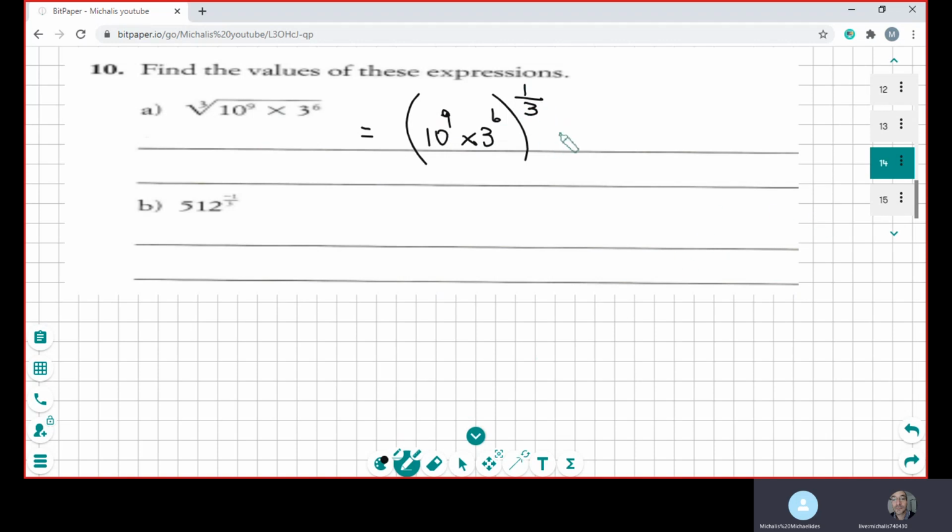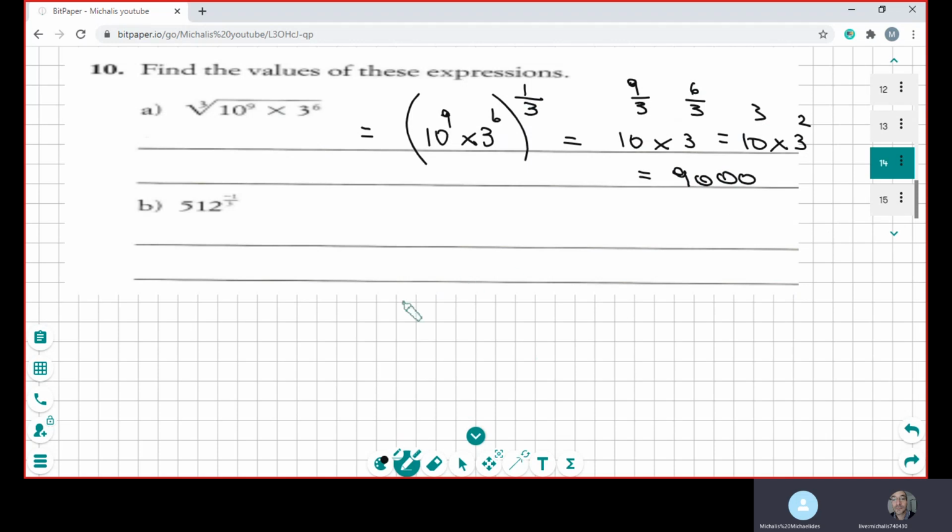And the other law I need to use here is I multiply the indices. So it's 10 to the power of 9 divided by 3. I times everything by 1/3. So it's 9 over 3 times 3 to the power of 6 over 3. This gives you 10 to the power of 3 times 3 squared. So the answer here is 9,000. 3 squared is 9, and 10 to the power of 3 is 1,000. So this is 9,000.